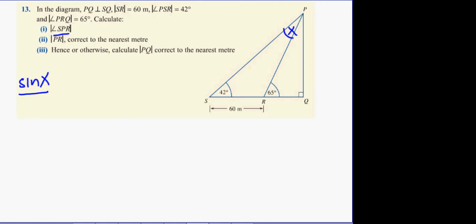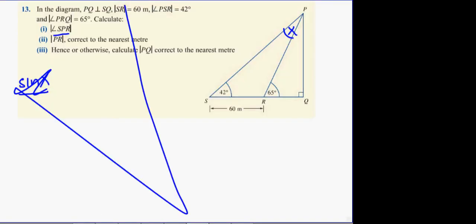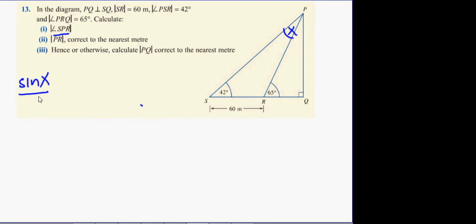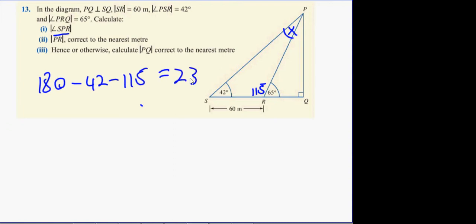Oh, you're right. I don't even need to use the sine rule. I could just add it together and take it away from 180. But we know that this angle here is what? 115, because it's in a straight angle. So it's going to be 180 minus 42 minus 115, and Rory says that's 23. I think so. Now guys, 23 degrees.